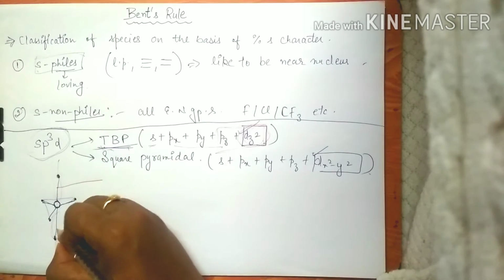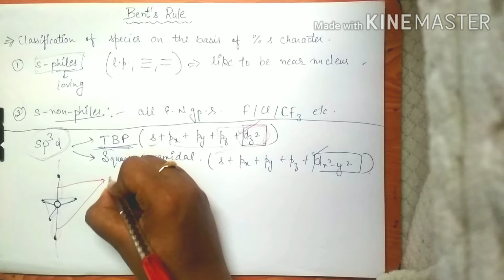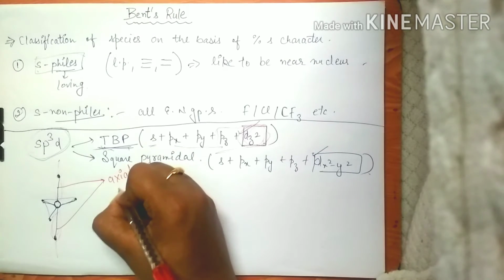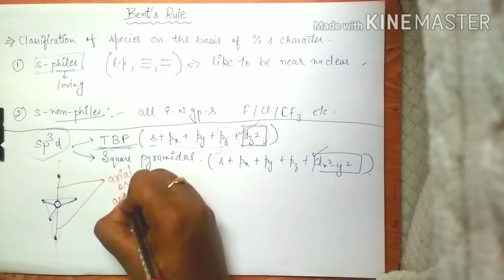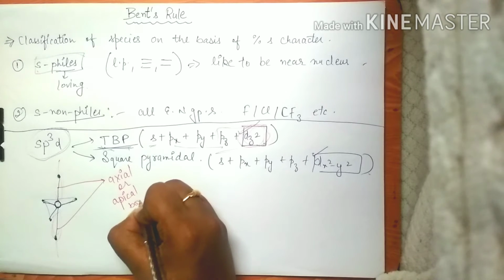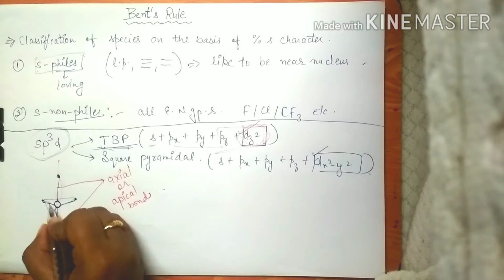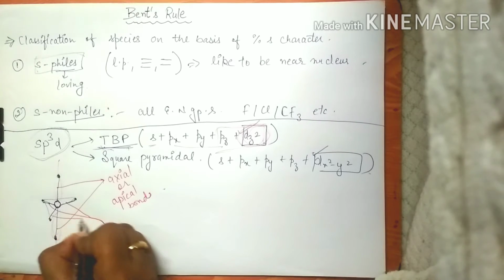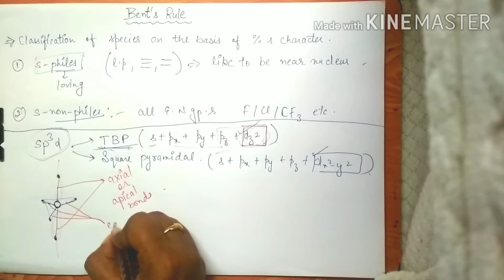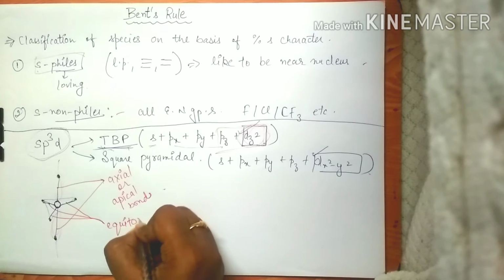So this is your trigonal bipyramidal geometry. Here, two of these bonds are called your axial or apical bonds, and these three bonds which are in a plane are known as your equatorial bonds.